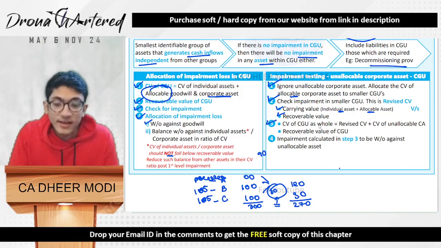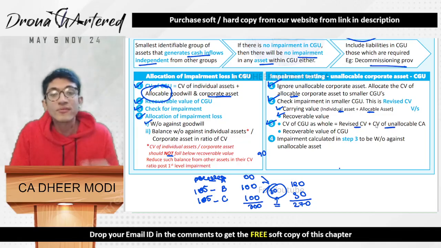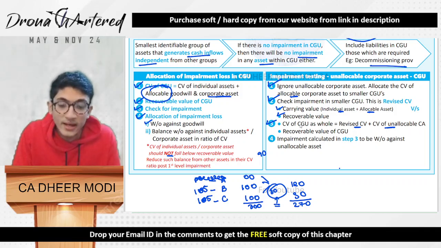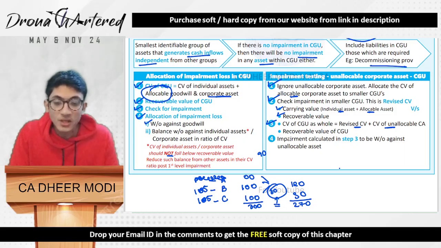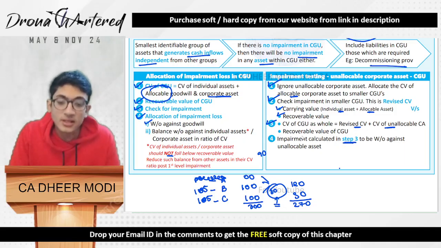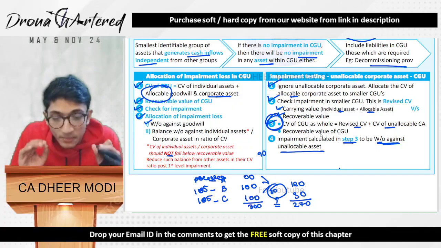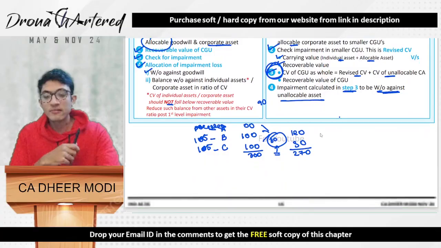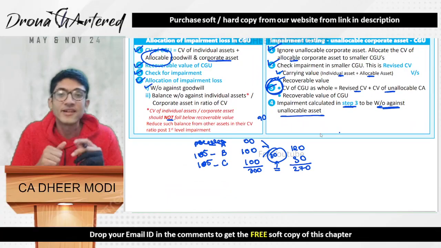Third, the carrying value of the CGU as a whole will be your revised carrying value plus the carrying value of your unallocable corporate asset. Now you do the CGU as a whole, and you compare it with the recoverable value of the CGU. The impairment that is calculated in step 3 will be written off against the unallocable asset. And I think with this we are done with this chapter, and I will see you in the next IND AS, that is IND AS 37.